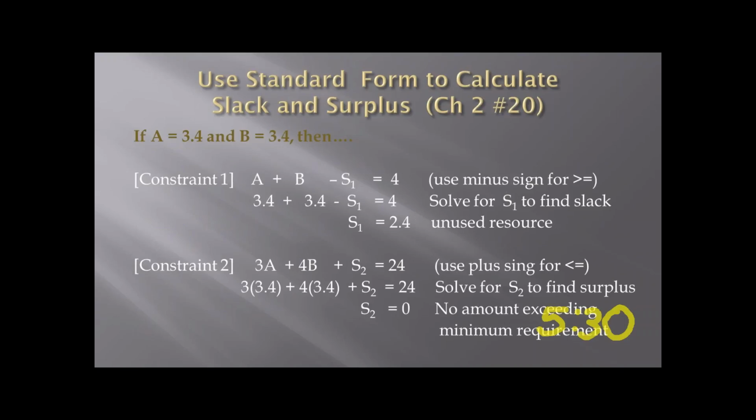And when you were asked in problem 20 of chapter 2 to use the standard form to calculate slack and surplus, standard form simply means you use these S's for slack and surplus. And by the way, you subtract S if you have a greater than or equal sign. You add S if you have a less than or equal sign. And this is in my podcast and in the textbook. But you have to look for it, and you have to listen to all the podcasts.